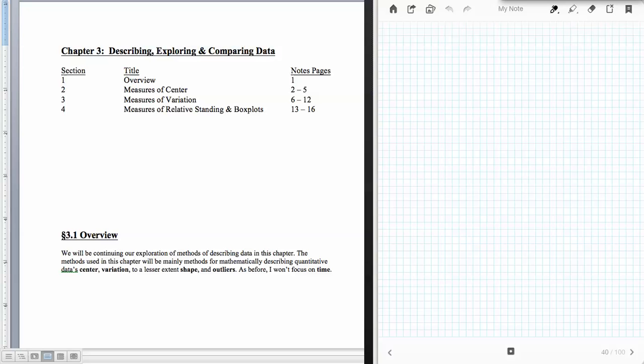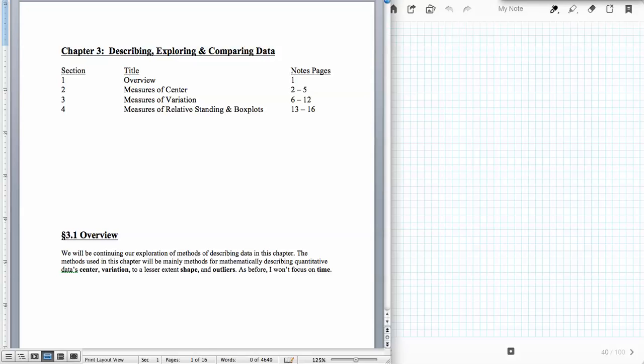In this section in chapter 3, the topics are going to be measures of center, variation, and position, relative standing or measure of position, and box plots. So we're again talking about SIBDOT, and we're not going to focus very much on time, so it'll be more like SIBDO: center, variation, outliers, and distribution. Those were the things that encompass SIBDOT.